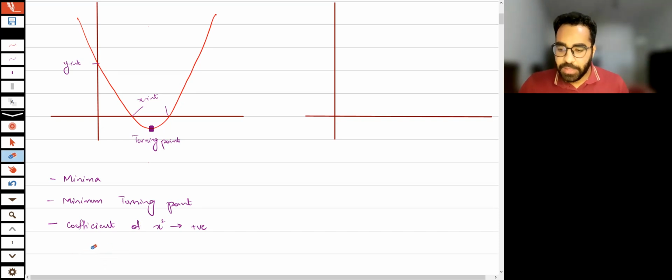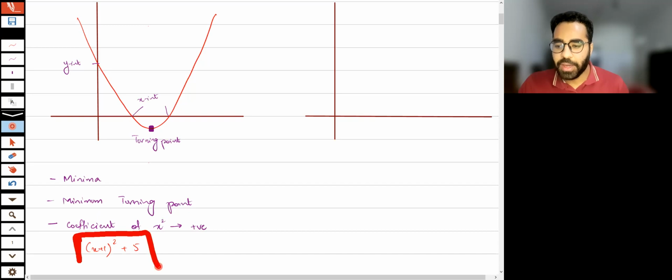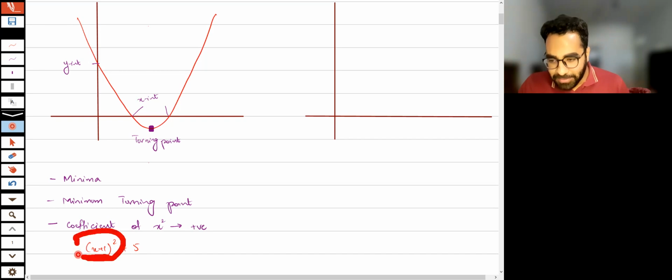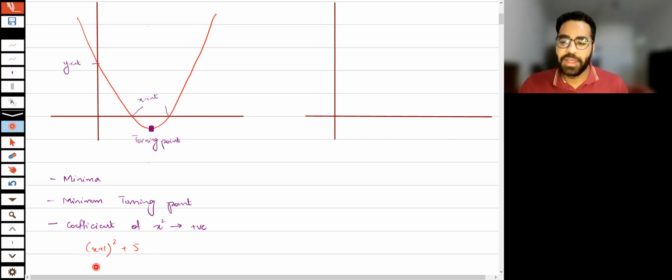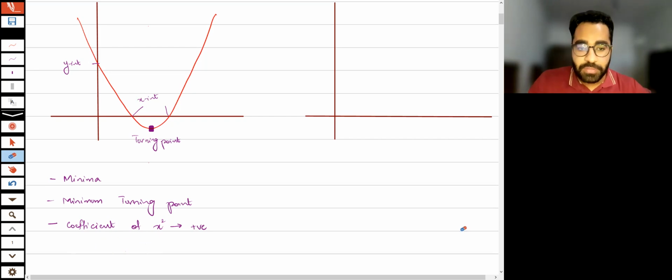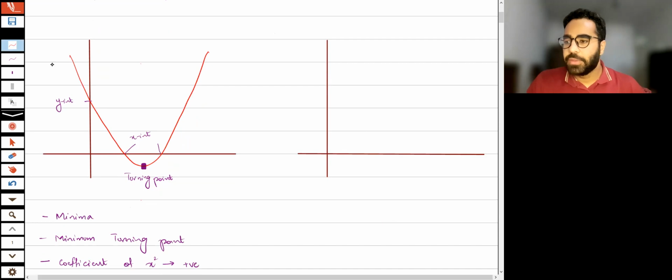Let's take another example in which I have (x plus 1) whole squared equals 5. I don't need to expand this. I just need to understand, without expanding, what the coefficient of x squared would be. If you expand this, the x squared stays x squared, and the coefficient of x squared would be positive 1. Since the coefficient of x squared is positive 1, you are going to get a minimum. And let's talk about the maxima. Let's look at the shape of a maxima first. Maxima would look somewhat like this.